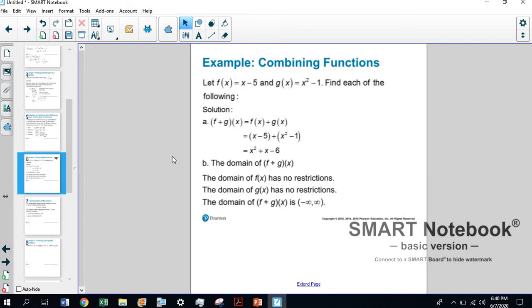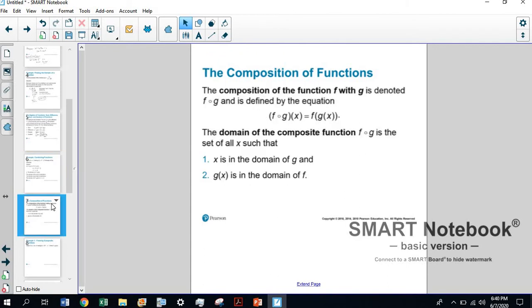But I think you'll see it better probably when we get into composition of functions anyway. So we're just going to jump ahead there. If you need more practice on combining functions, obviously there's homework and practice problems for you to do. But we're going to focus on the fifth operation, and that is a composition of functions.